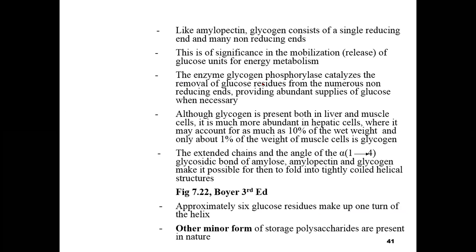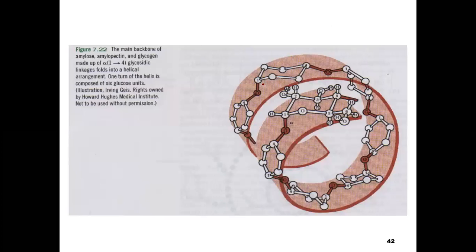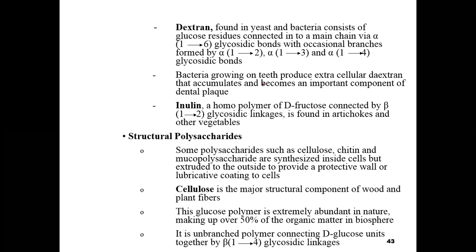Other minor forms of storage polysaccharides are present in nature, like the dextran found in yeast and bacteria, which consists of glucose residues connected into a main chain via alpha-1,6 linkage, with occasional branches formed by alpha-1,2, 1,3 and 1,4 glycosidic bonds. Bacteria growing on the teeth produce extracellular dextran that accumulates and becomes an important component of dental plaque. Inulin is a homopolymer of D-fructose connected by beta-1,2 glycosidic linkages. It is found in artichokes and other vegetables.